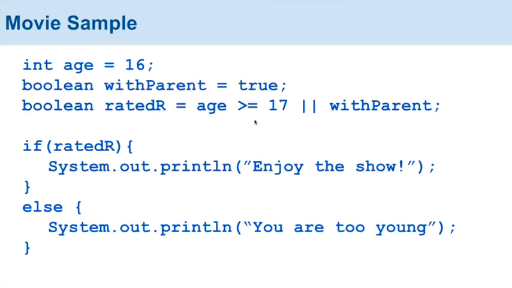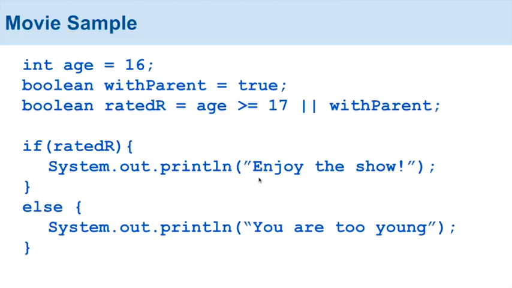So if either of these are true, because I used the or here, then that means this will be true if either situation is true. So then I pop down, and I'm going to do some comparisons here. So if rated R, and again that assumes true, so if rated R is true, it's going to execute this line of code.